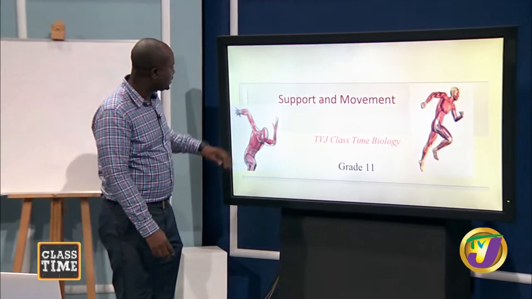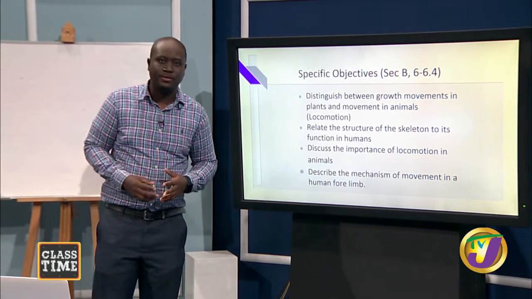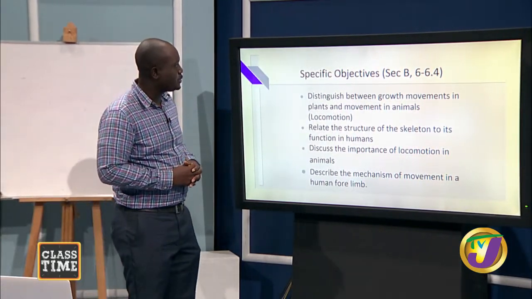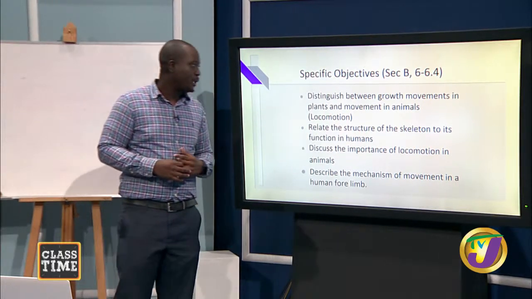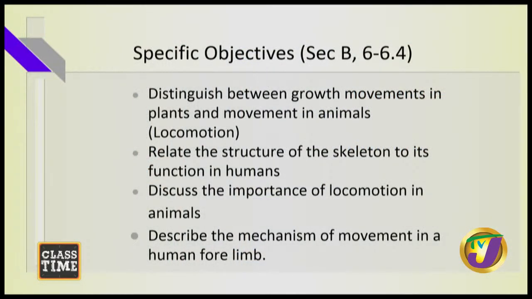So movement and support, and we want to go according to your syllabus. According to your syllabus, you should be able to distinguish between growth movements in plants and animals, relate the structure of the skeleton to its function in humans, and discuss the importance of locomotion in animals. We also want you to be able to describe the mechanism of movement in a human forelimb.